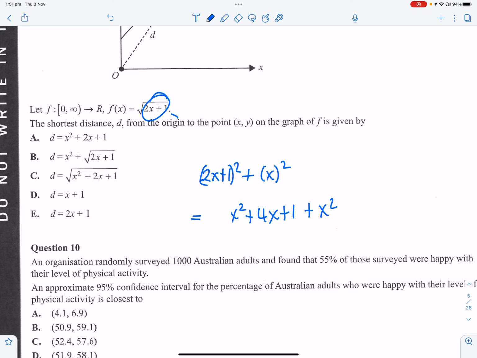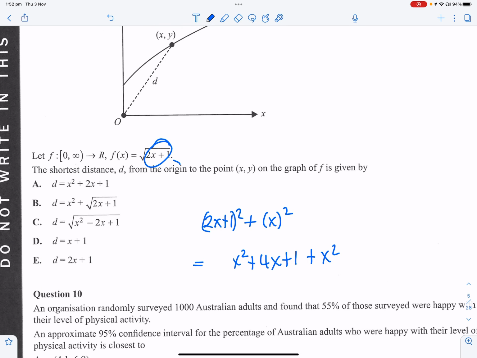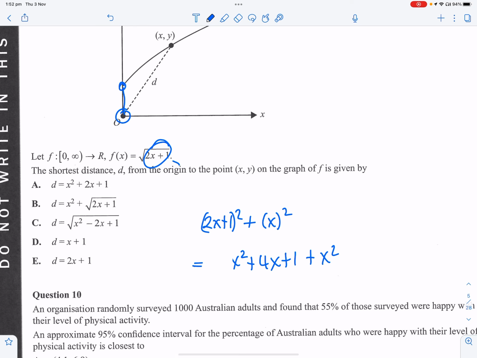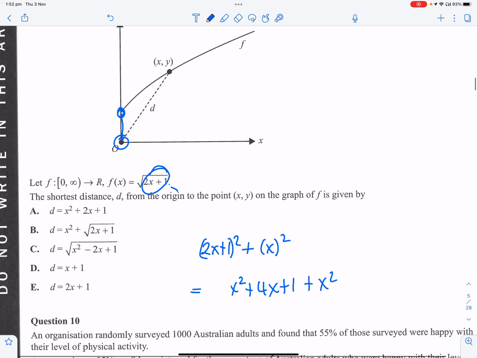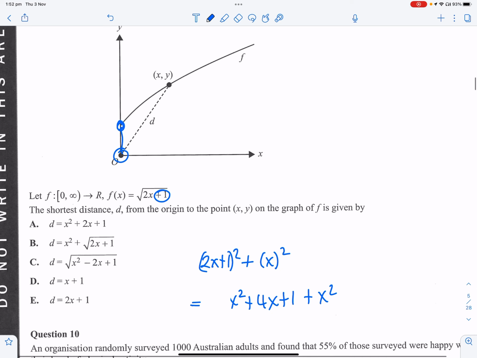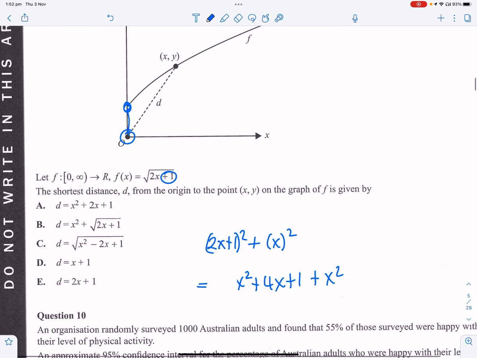The shortest distance is given by, so if we go from there, the shortest distance is going to be there. If we let x equal 0, we know we get 1. That's a strange question.